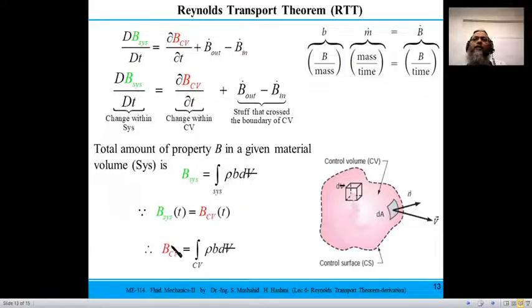So instead of B system, we can write B control volume. So this would be an expression for the extensive quantity of this control volume, depending on this rho B times dV, if integrated over the whole control volume. So this is the intensive quantity of this differential volume. If you take the sum, you are going to get the extensive quantity in this region of interest, what we call a control volume.